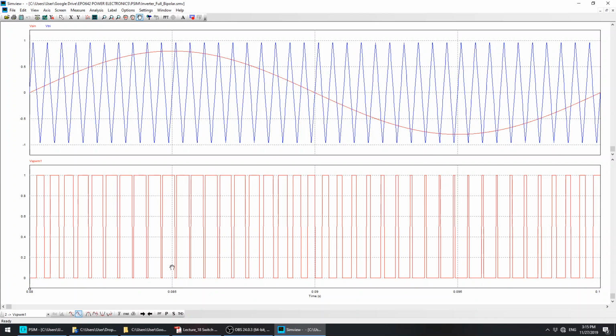Refer to the Padlet. There are two PSIM circuits. One is unipolar, the other one bipolar. So explore yourself. Look at the waveforms.